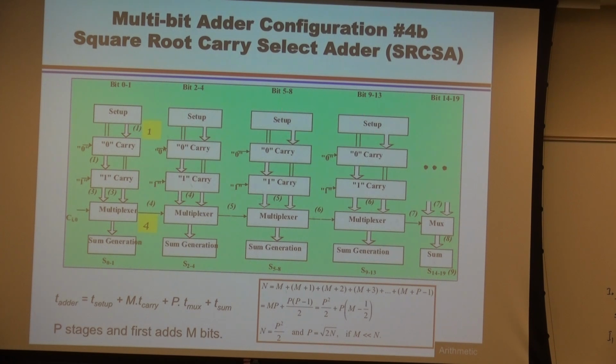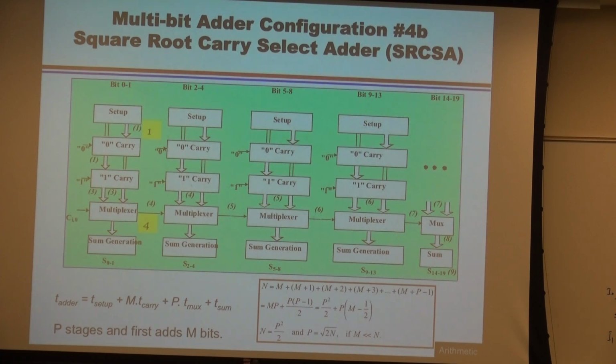Okay. So that comes from the fact that if you use the p stages, the first stage adds m bits, and then we assume that there are p multiplexers, p stages, and each of these are m plus 1, m plus 2, m plus 3, like that, right? Then I see that it forms an AP series, and we can estimate the value of p as square root of n.